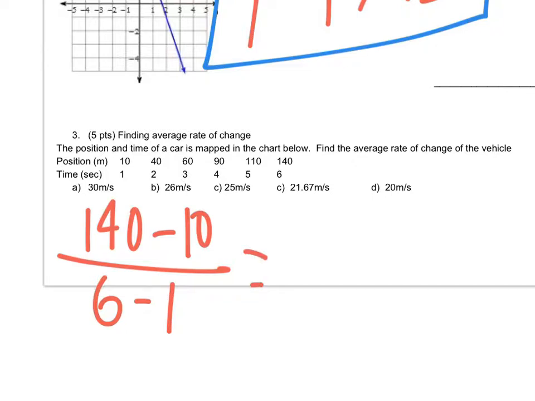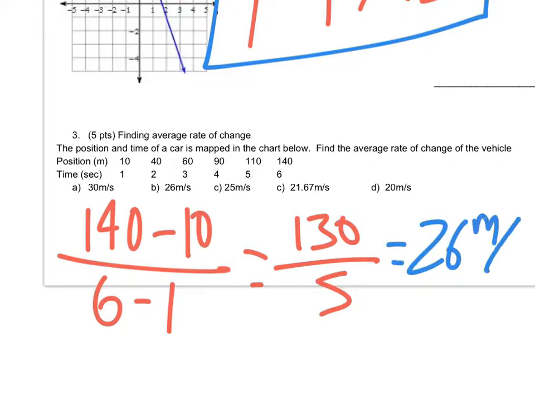So 140 minus 10 is going to be 130. 6 minus 1 is 5. 130 divided by 5 is what? 26. So the answer is going to be 26 meters per second. Option B.